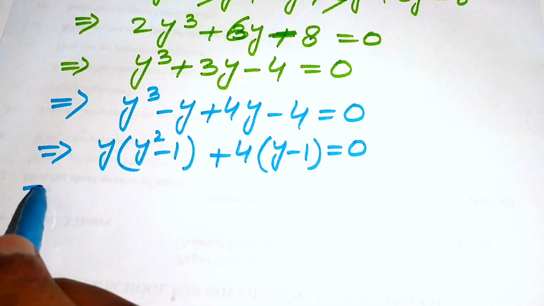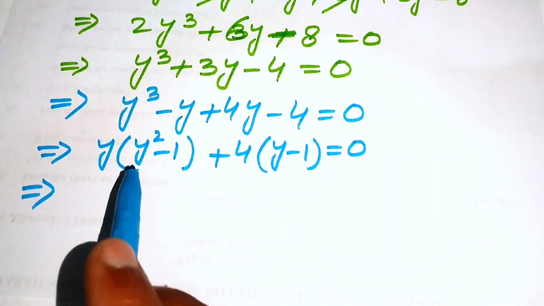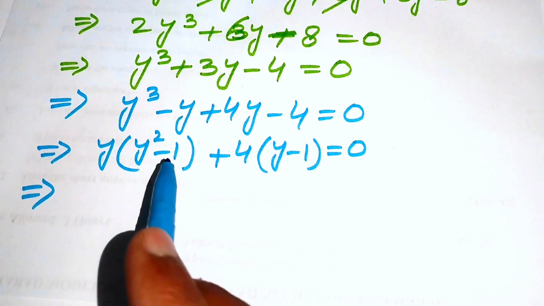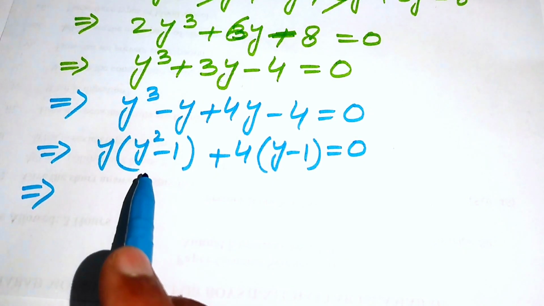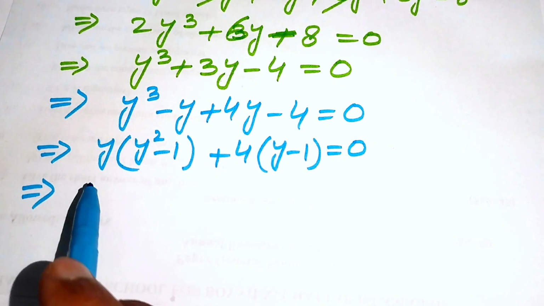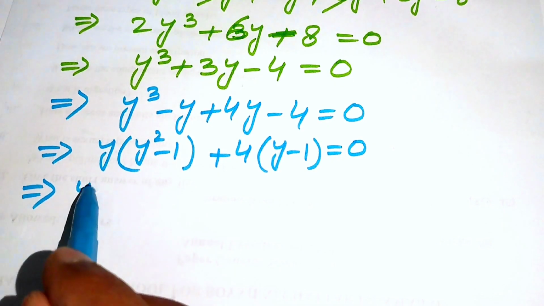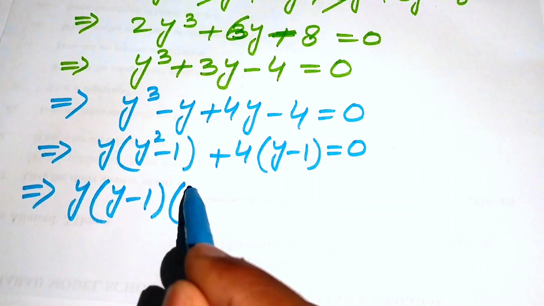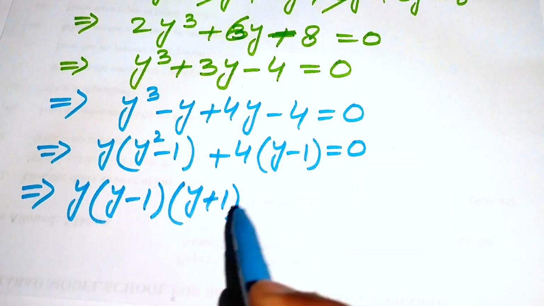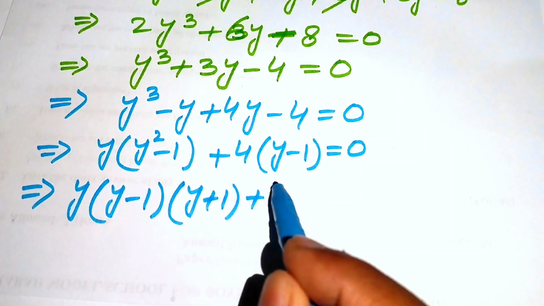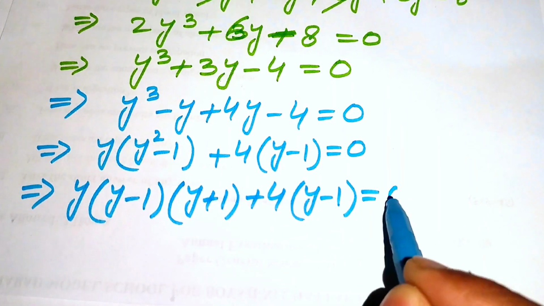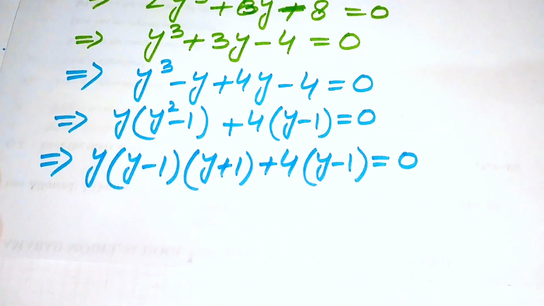So now in the next step, we use the nice algebraic identity, and you know that a squared minus b squared equals a minus b times a plus b. So we use this algebraic identity here, and we get y minus 1 times y plus 1, plus 4 times y minus 1, and this whole equation equals 0.